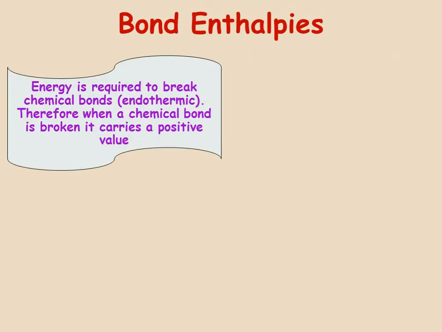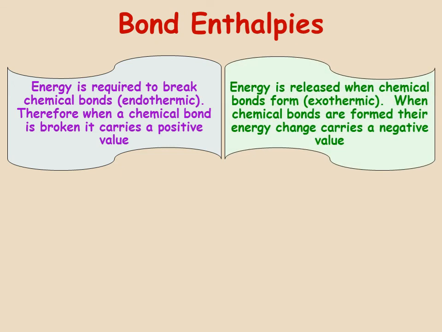Now, I am going to give you a bit more of a definition about bond enthalpies. That means, as I have already said, energy is needed or required to break the bonds in reactants. That means reactants always undergo an endothermic process, right? And energy is released when chemical bonds form. That happens on the product side. That means products always undergo an exothermic process, right?